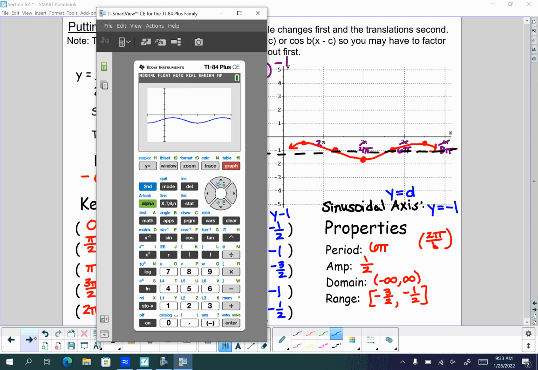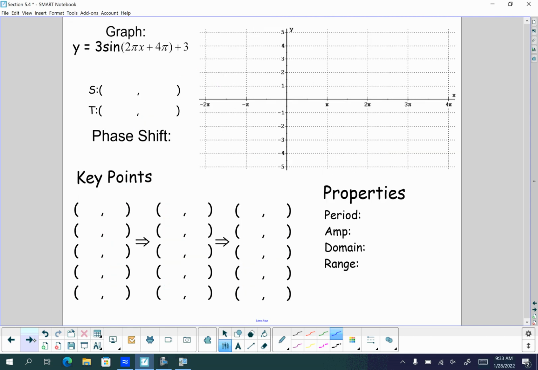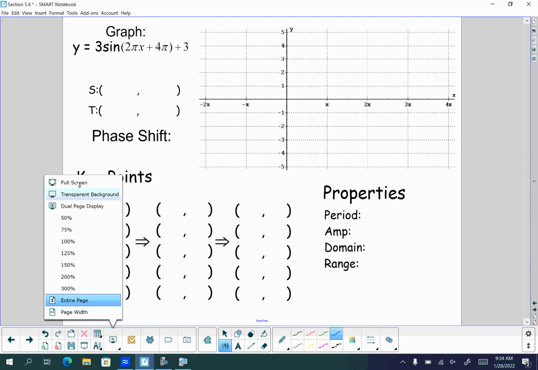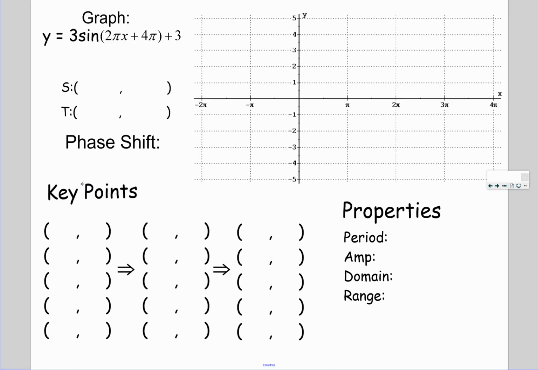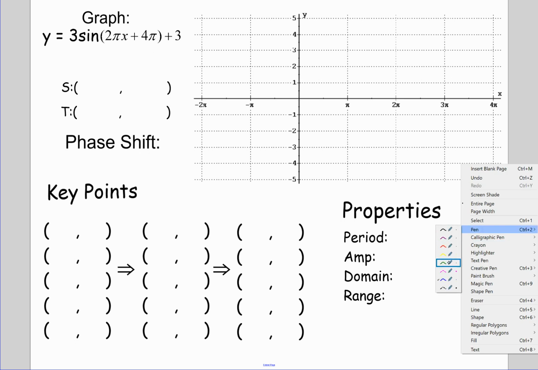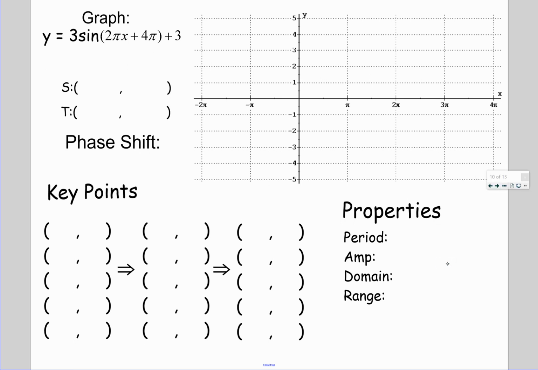No? Okay. We just have one more graph we're going to do together. We're going to do this one. y equals 3 sine (2 pi x plus 4 pi) plus 3. Is my equation in the proper form? No. What do I have to do? Factor out 2 pi. All right, so let's do it.